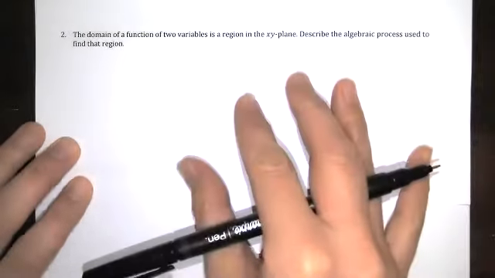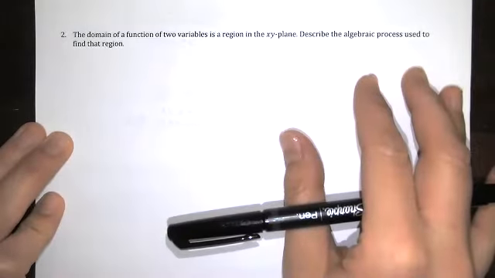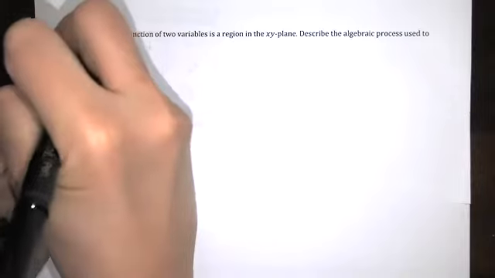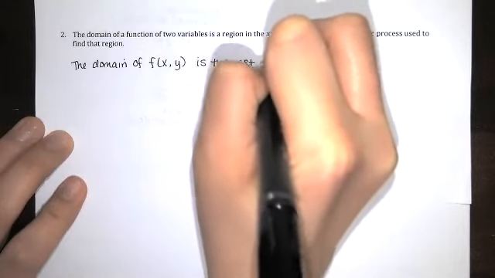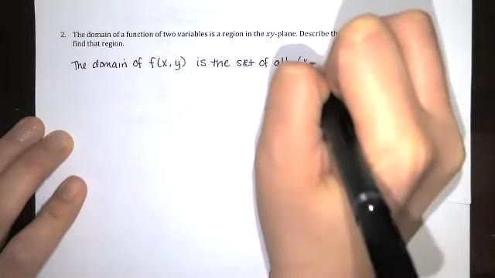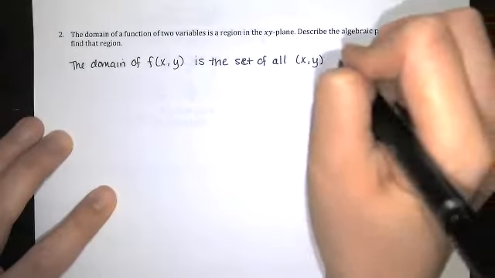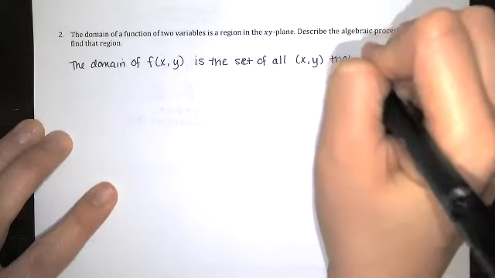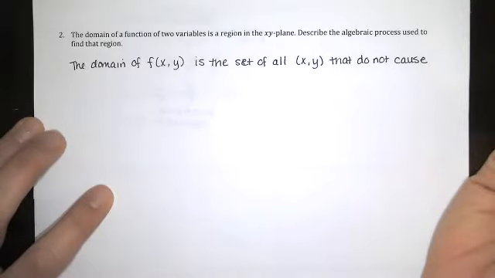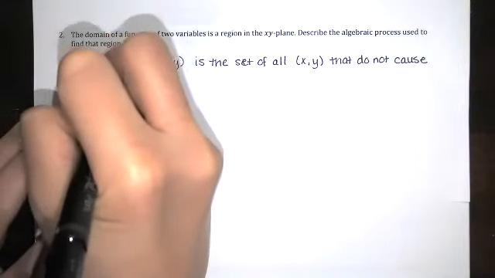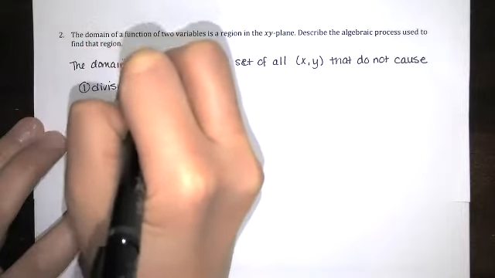So this is how I would answer this. It says, describe the process used to find that region. Let's say the domain of f of xy is the set of all xy that do not cause these three problems. Anything else will work. Division by 0. Can't take something and divide it into 0 pieces. It doesn't make any sense.